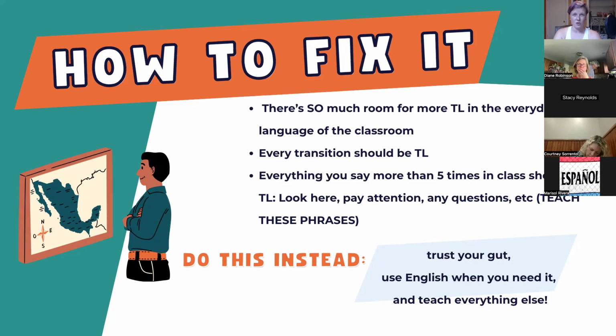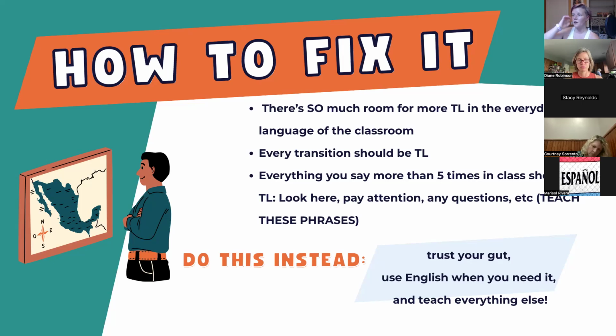Every single transition that you do is something that all kids do in every classroom ever. You're not special. It should be in the target language. So when they're moving out of their seats, when they're getting back into their seats, when you're asking them to look over here instead of over there, when all of these are natural classroom interactions, it should all be in the target language. And if it's not, that's your first easy, low-hanging fruit place to start. Anything that you're saying more than 5 times in class is a good way to gauge this. So look here, pay attention, question: those things should be in the target language. And you can teach those phrases.